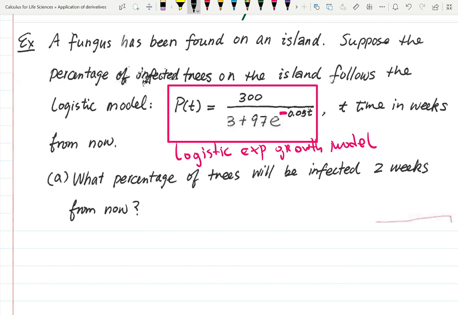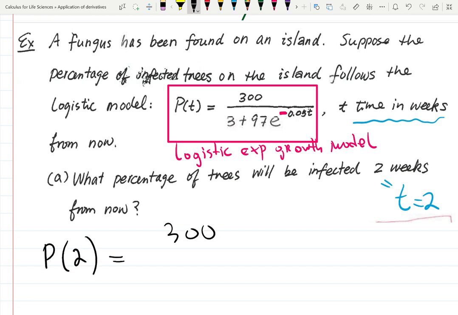So what do you think we should do for question A? What percentage of trees will be infected 2 weeks from now? What should I plug in somewhere? 2 weeks is what? Time. T is 2 weeks, and it matches because time is in weeks, so we don't have to convert. They might ask for 8 days. You'll have to convert 8 days into weeks. Do you know how to do it? Divide by 7, right? So it'll be 1 point something. So P at 2 will be 300 over 3 plus 97 e to the minus 0.05 times 2.